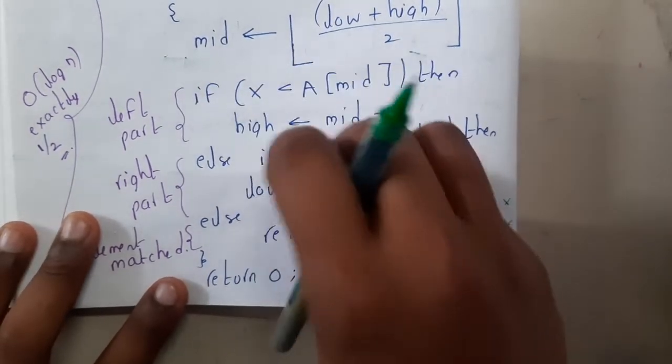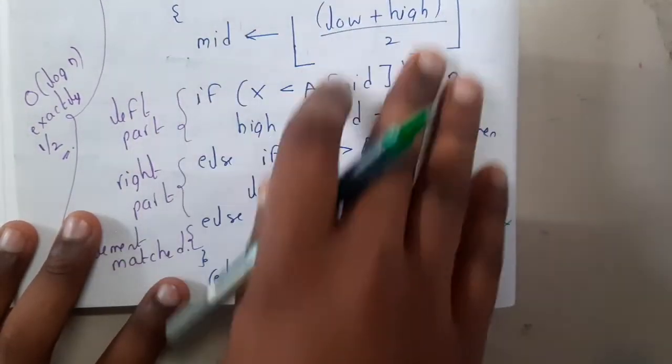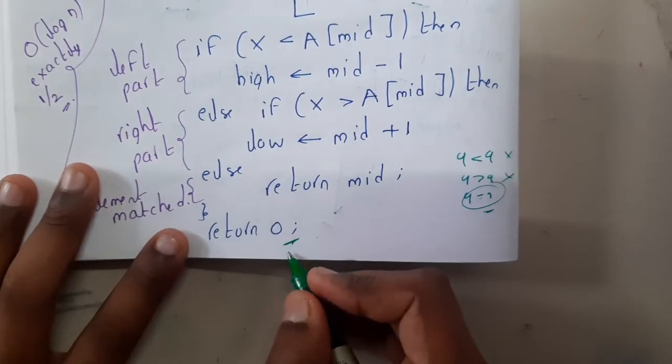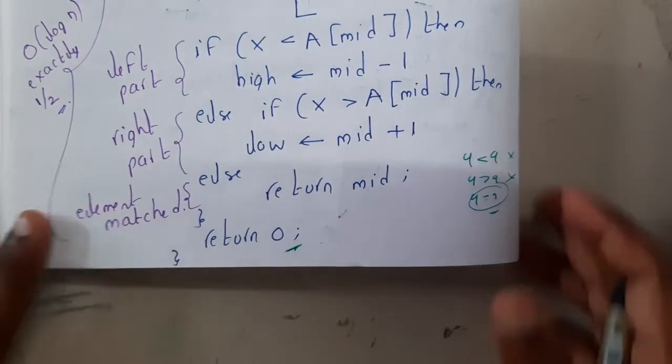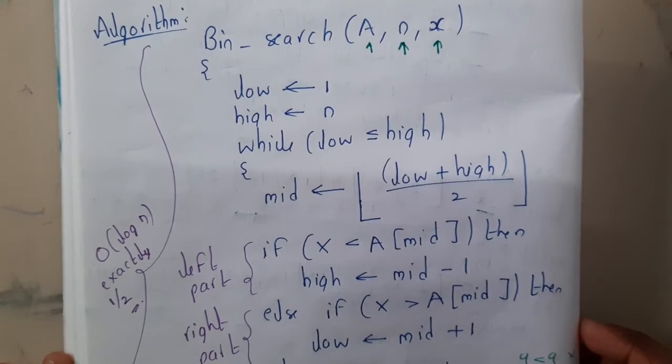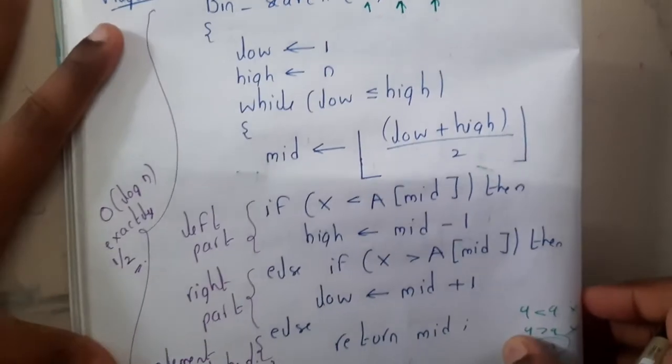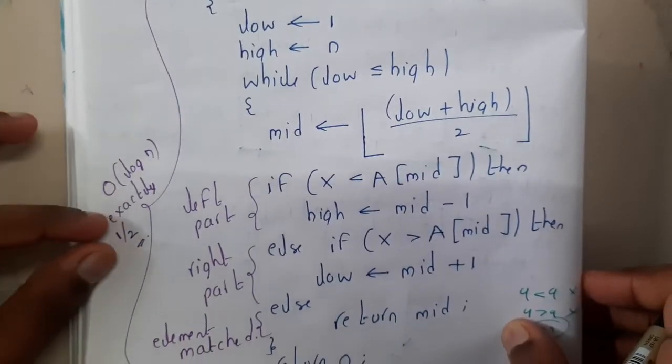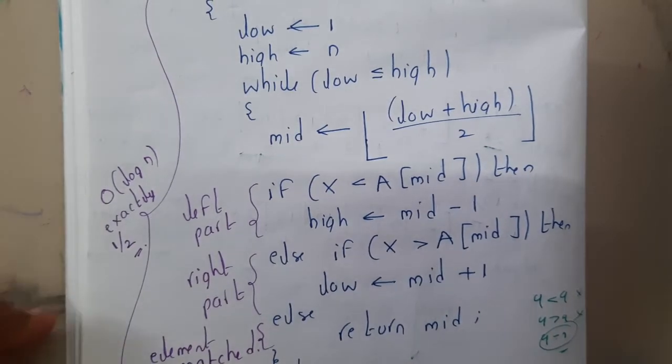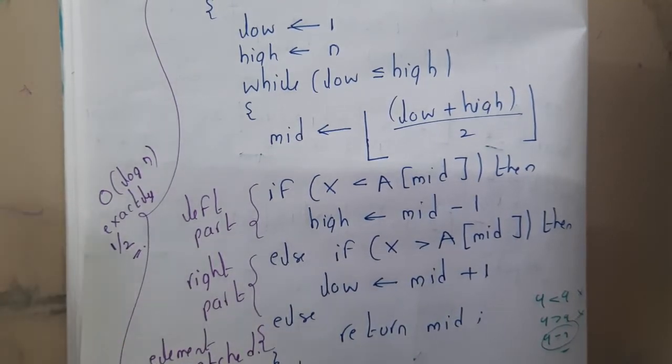So if none of the cases are true and all loops have been done, at the end you will return 0. Got it? Means it is a failure. Okay, yes. So this is the simple logic for binary search, and the time complexity is log n, because here we are halving exactly every time. Got it? Yes. And the worst case, best case, every case will be big O of log n.